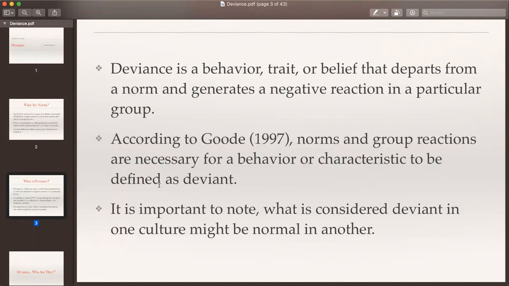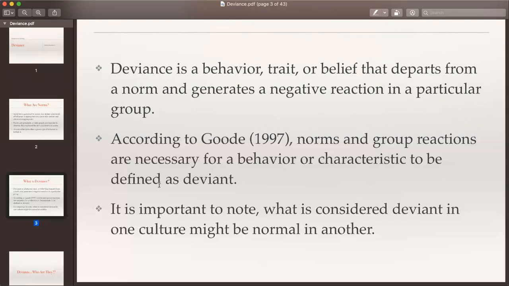According to Goode, norms and group reactions are necessary for a behavior or a characteristic to be defined as deviant. So what exactly does that mean? Essentially, what Goode is arguing is that an act is not deviant until a society, a culture, a group labels it as such. So if I want to drink and drive, until society frowned upon drinking and driving, it was not viewed as a deviant act. If I want to walk across a busy street, that wasn't considered a deviant act until society told us it was.